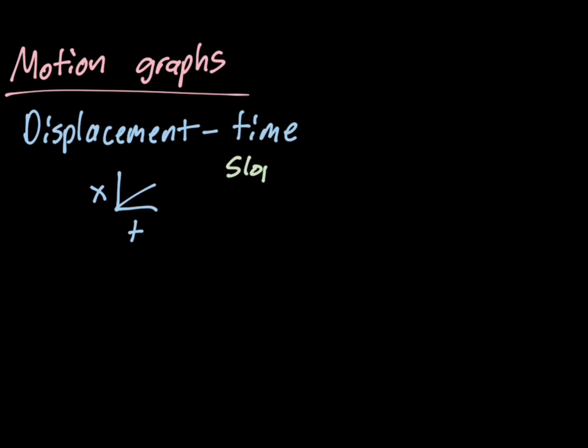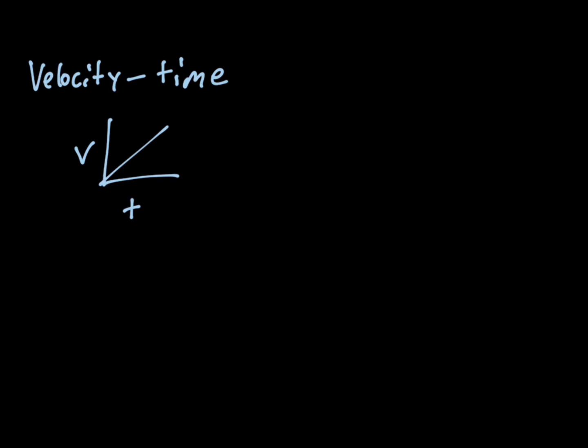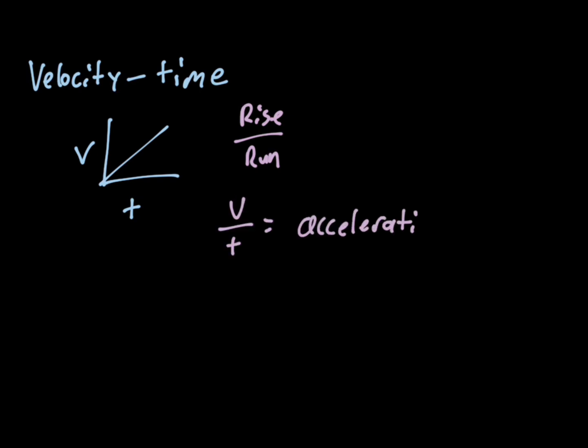Okay, so we know that the slope is equal to the rise over the run. So let's plug in the rise and the run. The rise is our y, so x, and t is the run. And this looks a lot like velocity. So in this case, a displacement versus time graph, the slope is equal to the velocity. The other type of graph that we have is a velocity over time graph. All right, so let's again look at the rise over the run, and we end up with v over t, and that looks like acceleration. So on a velocity over time graph, the slope is equal to acceleration.